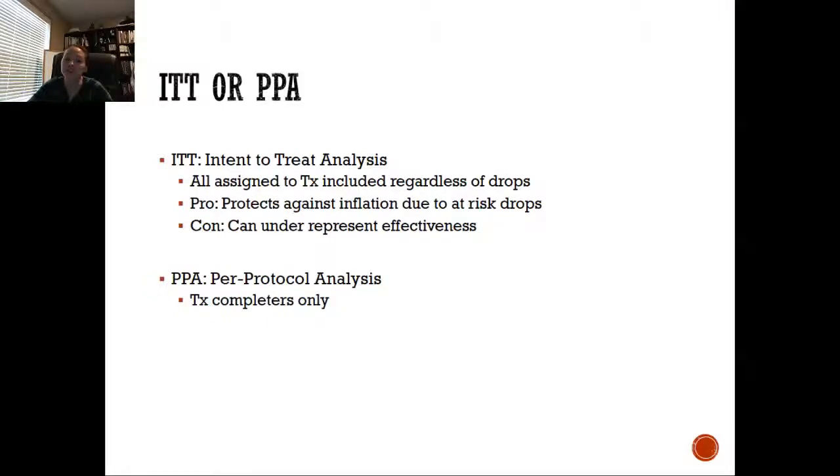In that instance, though, ITT actually underrepresents the effectiveness because we're including those folks who never attended or only attended once. How much good did we do for them? Probably not that much. So remembering that ITT analysis can underrepresent our effect size, and per protocol analysis can actually overrepresent. And so this can actually come into play in your effect size analysis.